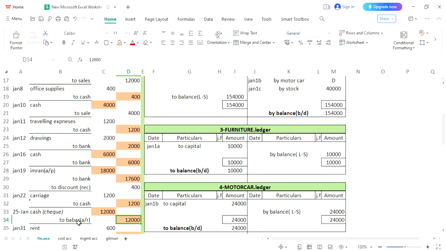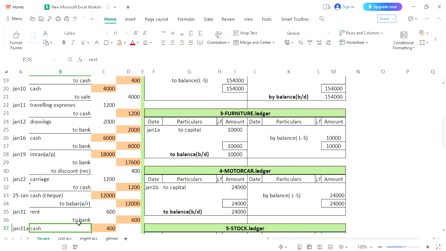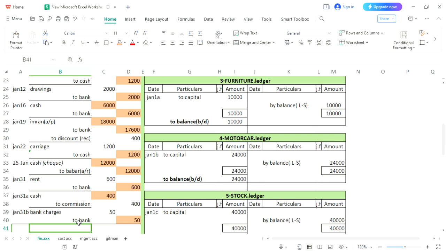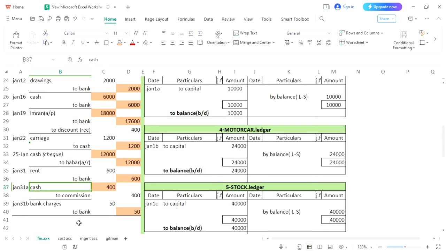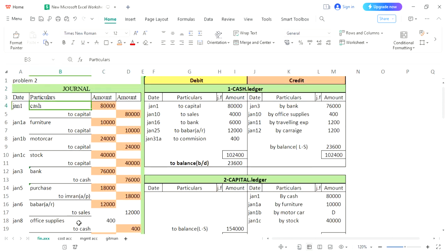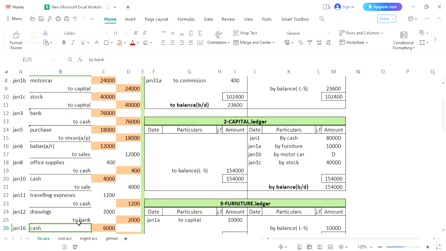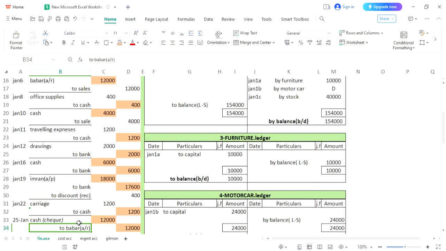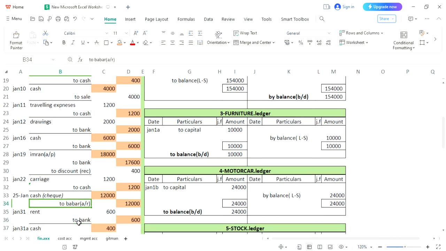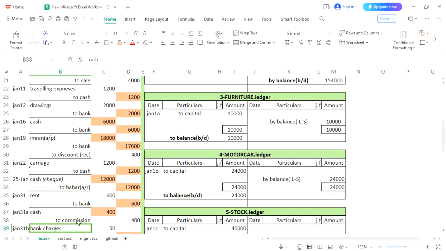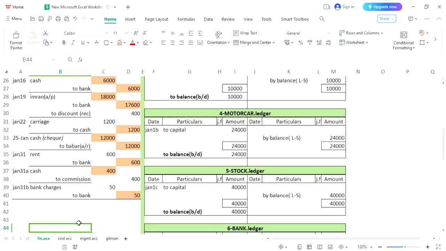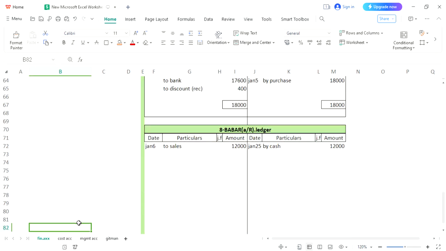We are looking for Babar. Still some of the entries are present. Let's see if Babar is present elsewhere as well. No, Babar is not present. I think we'll have to see again if Babar is available. First Babar marked, and Babar second time marked. Okay, Babar is not present elsewhere. It means we have completed our ledger posting for Babar's ledger.